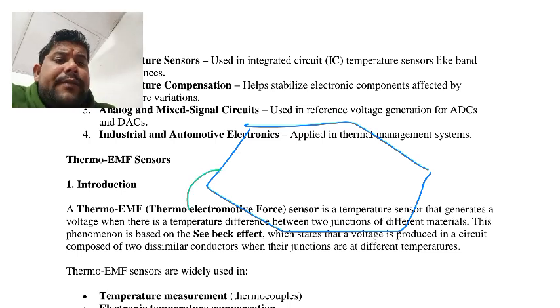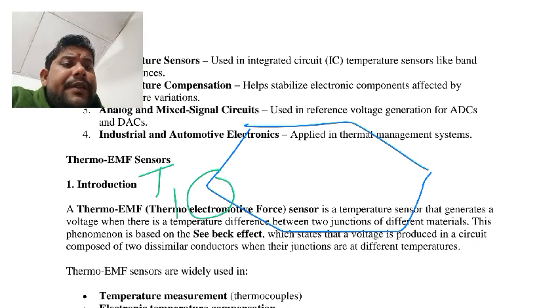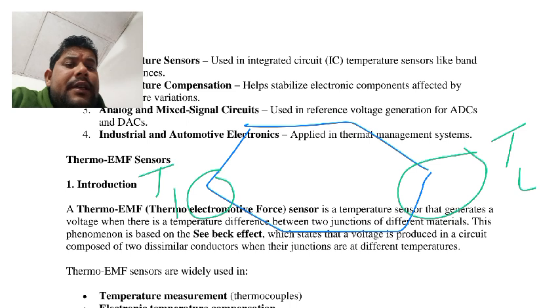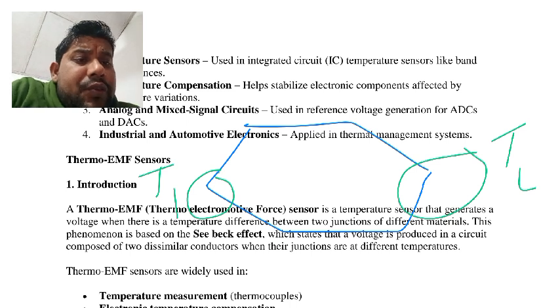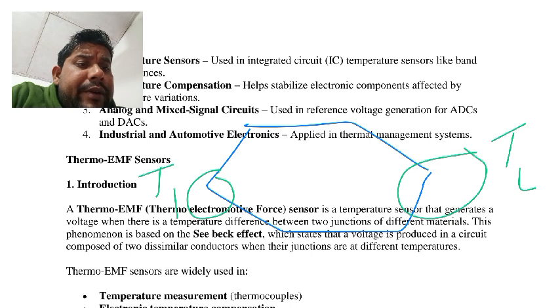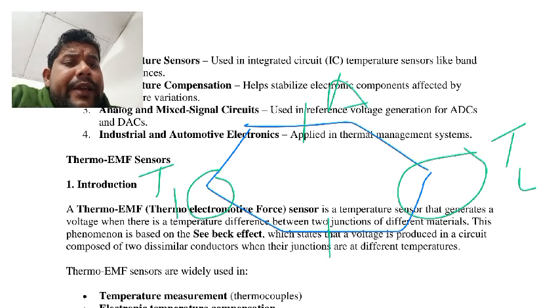This is the temperature T1, the hot temperature. This is the temperature T2, the cold temperature. That means the temperature sensor generates a voltage when there is a difference between the two junctions, T1 and T2, of different materials, material A and material B.